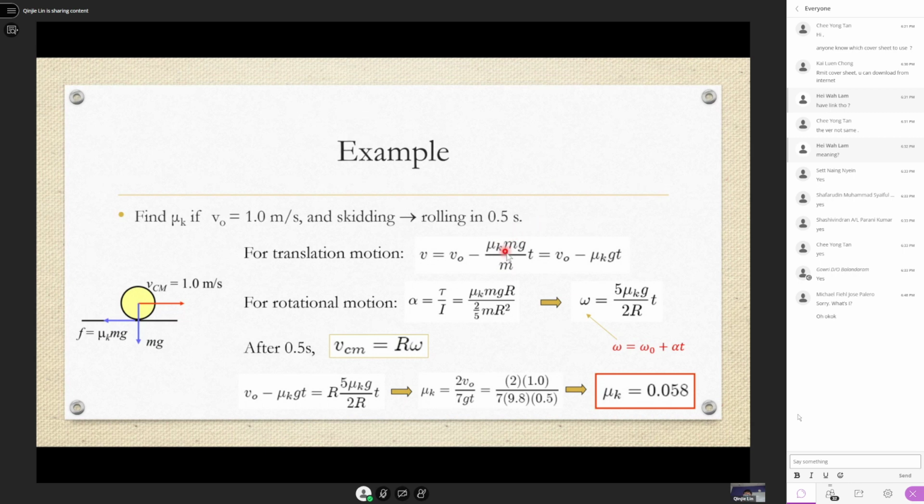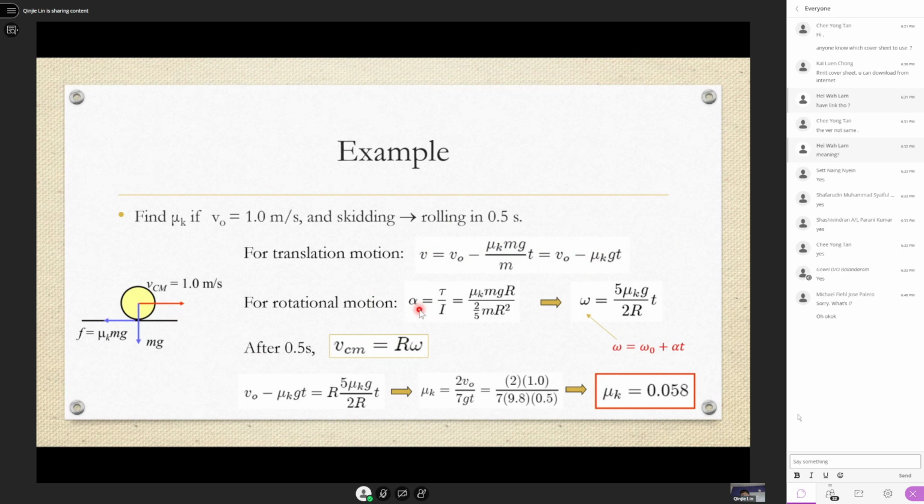Mu k mg is your friction force down here. Divide by m. Force divided by mass gives you the acceleration. So the whole thing is your acceleration, and it's in the opposite direction. That's why you get a minus sign. Essentially it's just V equals U plus AT. Then the mass cancels out, and it'll look like this. Then you go and look at the rotational motion.